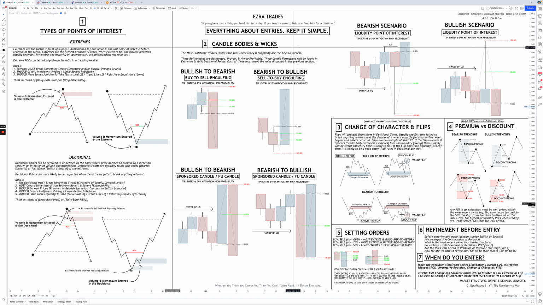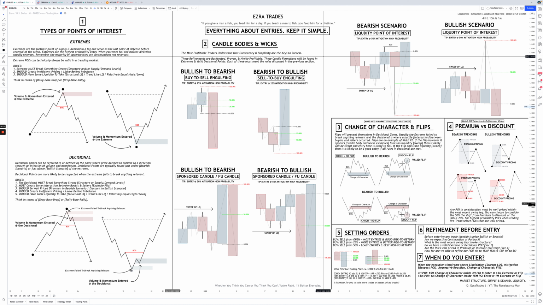So a little thing here, the most profitable traders understand that consistency and simplicity are the keys to success. These refinements are back-tested, proven, and highly profitable. These candle formations will be found in extremes and valid decisional points. Each of these must meet the rules discussed in the previous section.